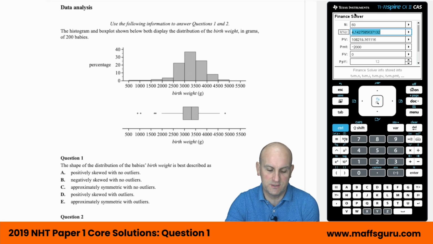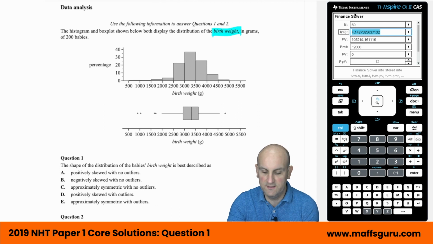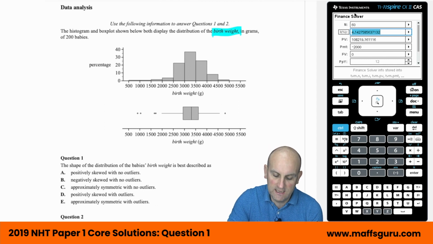Data analysis, question number 1. The histogram and box plot shown below both display the distribution of the birth weight, in grams, of 200 babies. Question number 1, the shape of the distribution.